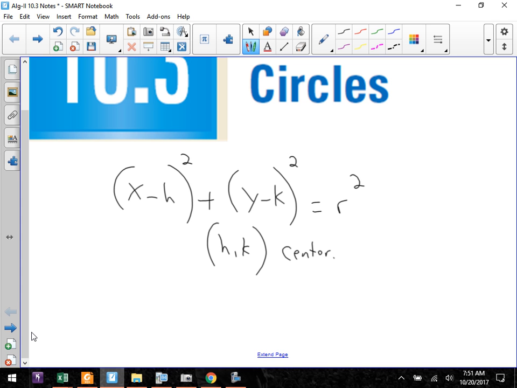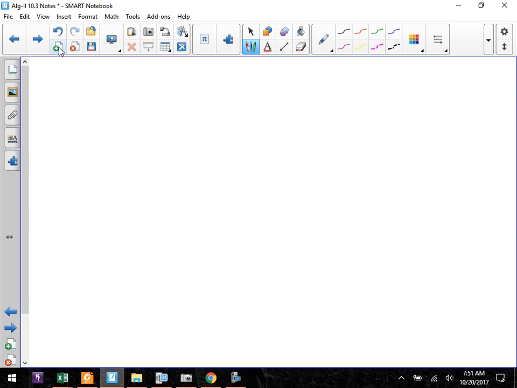But like I said yesterday, where will our centers be located for the course of these first few days? At (0, 0). So if my center is going to be located at (0, 0), that means my h and k will be at (0, 0), which means my formula for the circles for today will be x squared plus y squared equals r squared, and that's going to be our equation for today. It is going to be really easy.